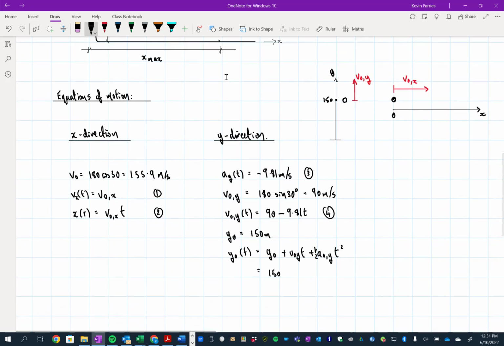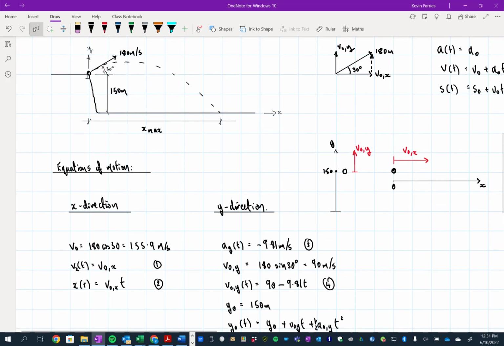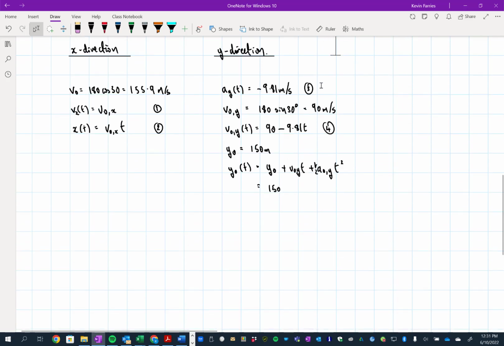The initial velocity is in the positive y direction, so the initial velocity is going upwards. That's it here. That's moved nose to tail, so I've drawn it dashed. So it's going upwards, so that's positive. So it's going to be plus 90t minus a half times 9.81, so it's in the negative direction, so it's minus 4.905 t squared. Call that equation 5.